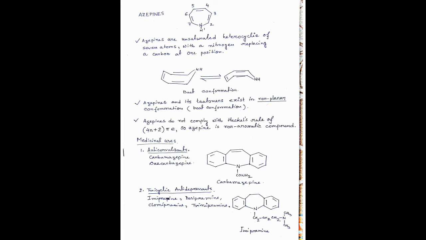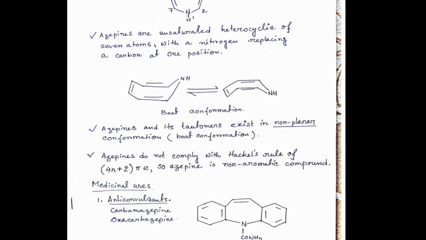azepine is a 7-membered ring. As you can see, seven members are there in this whole ring structure. Among them nitrogen is number one, and the other 6 atoms are carbon atoms present in the structure. Now we will go to a brief introduction about the azepines.